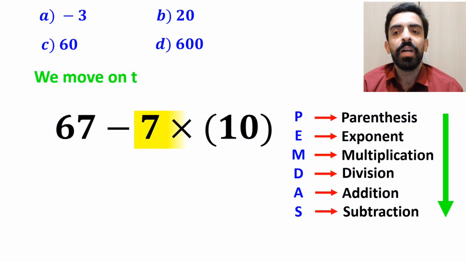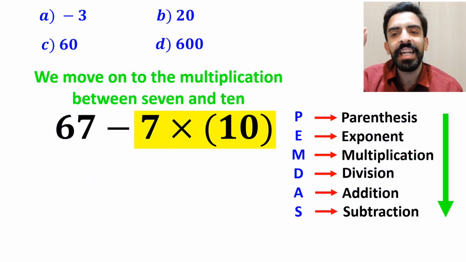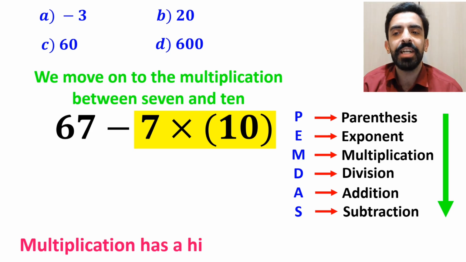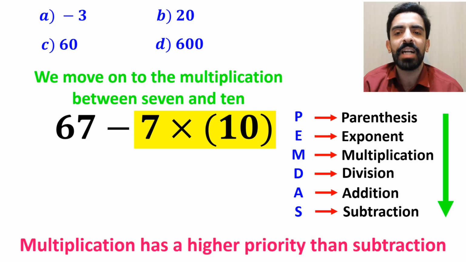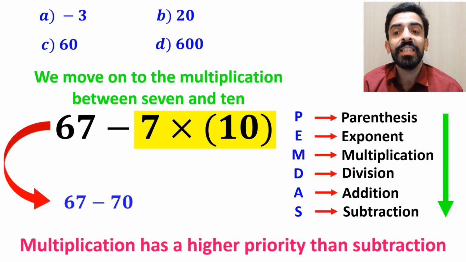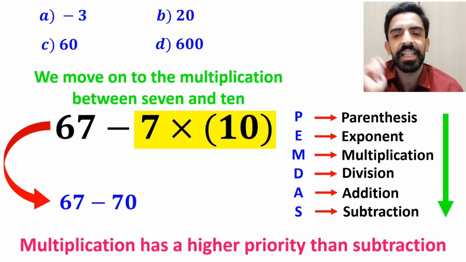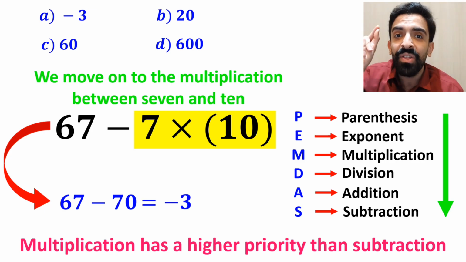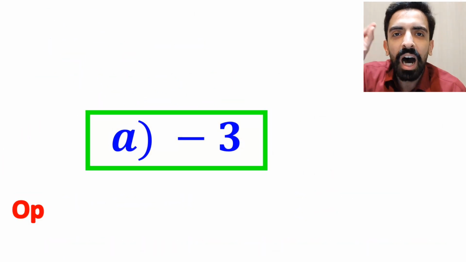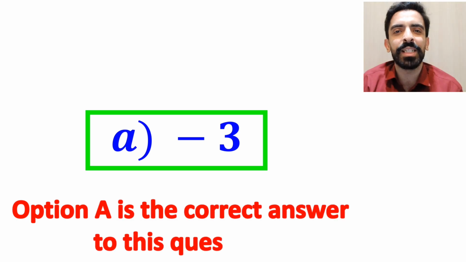And the final step, we move on to the multiplication between 7 and 10 because multiplication has a higher priority than subtraction. So, we rewrite this expression as 67 minus 70, which finally gives us the answer -3. Therefore, option A is the correct answer to this question.